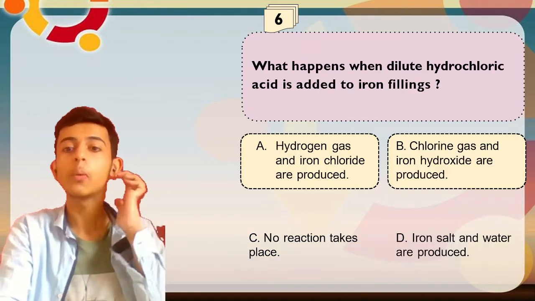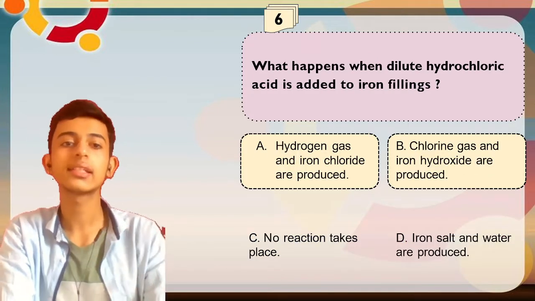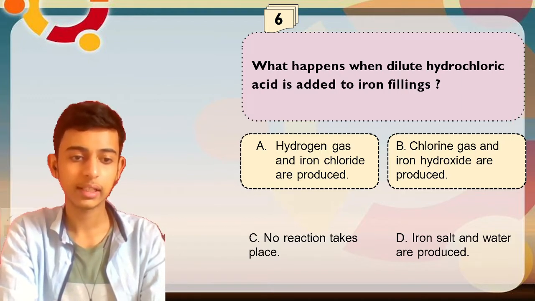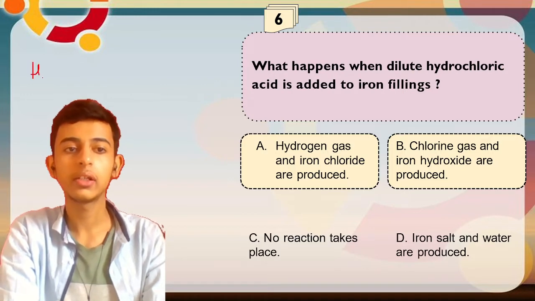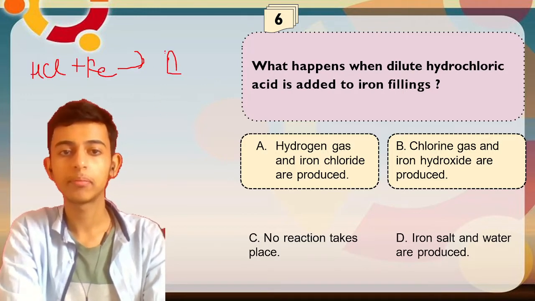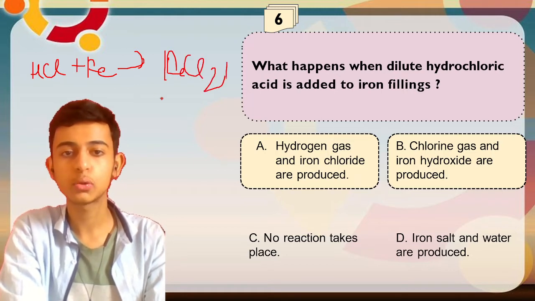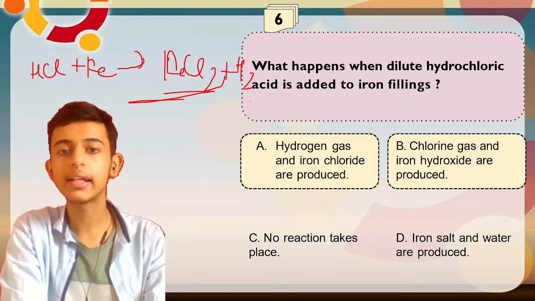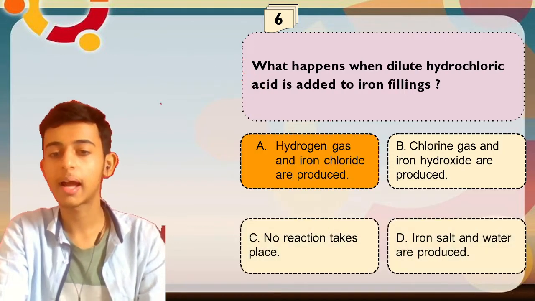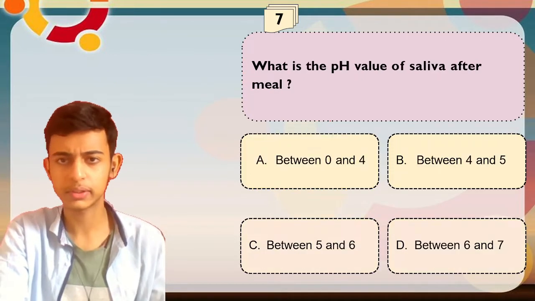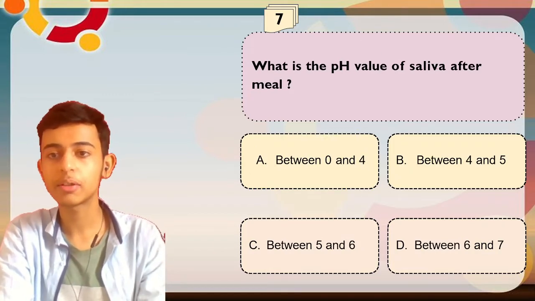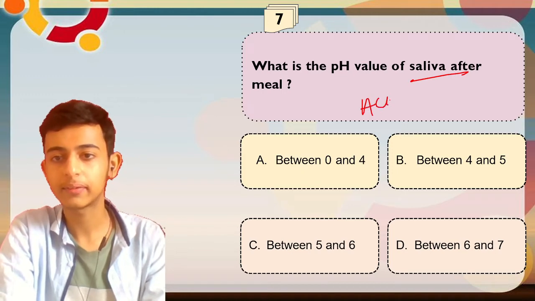What happens when dilute hydrochloric acid is added to iron filings? When dilute hydrochloric acid is added to iron filings, it forms FeCl2 plus H2. Iron chloride and hydrogen gas are produced. What is the pH value of saliva after a meal? After a meal, definitely it is acidic. Yes or no?